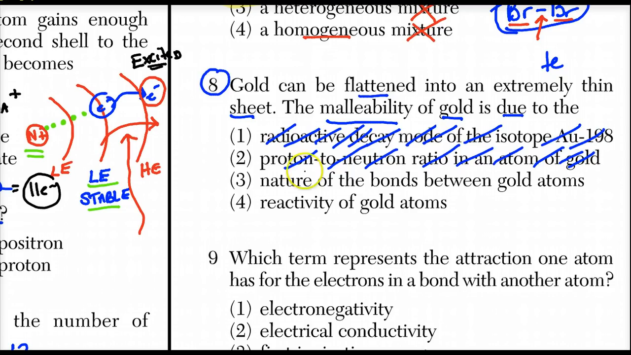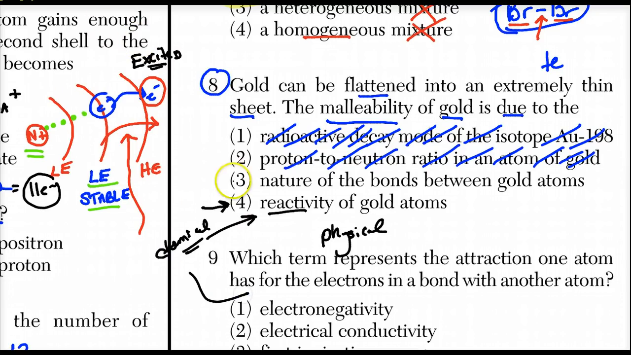So moving forward, the reactivity of gold metals. Well, that would not be an answer either because hammering gold into thin sheets is a physical change. And reactivity speaks to chemical reactivity. How well gold reacts has nothing to do with why you can hammer it into thin sheets. That's a physical property. So essentially the best answer left standing is number 3. And you should know that it's because of the metallic bonds that exist between gold atoms.